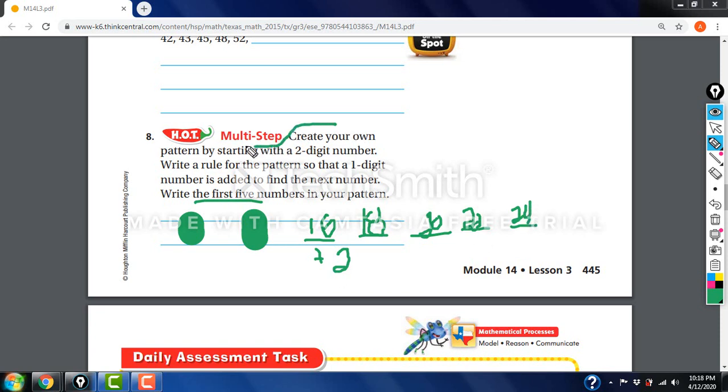And again, look, I just looked at each one. Here's my 2-digit number. Write a rule for a pattern so that a 1-digit number is added. This is a 1-digit number. And then these are my first 5 numbers in that pattern.